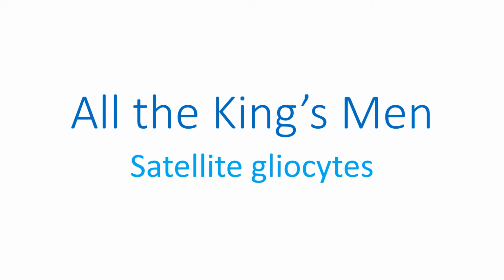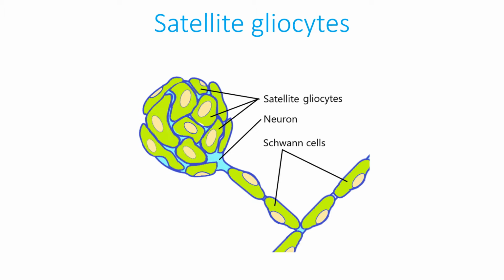All the king's men. Satellite gliocytes. Satellite gliocytes are glial cells in the ganglia of the PNS, both sensitive and autonomous. Satellite gliocytes are small flat cells that form a membrane around each neuron, creating a separate structural and functional unit consisting of a neuron and accompanying glial cells. So, each neuron cell body is fully enclosed by its own sheath of supportive satellite cells.